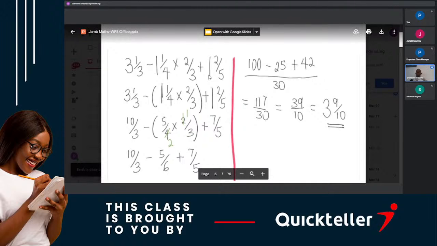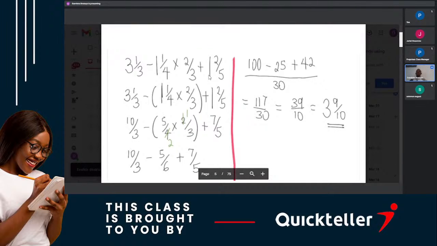And that gave me 10 over 3 minus 5 over 6 plus 7 over 5. I don't know if you understand what I've just said now. I understand. Okay, good. Then now you are left with what? Subtraction and addition. Now, subtraction and addition are not things that we can cut.